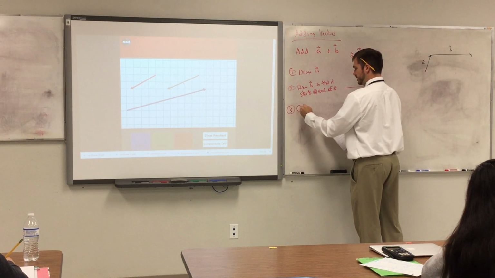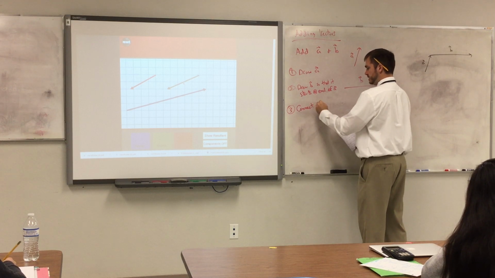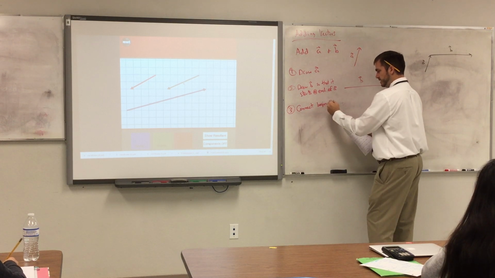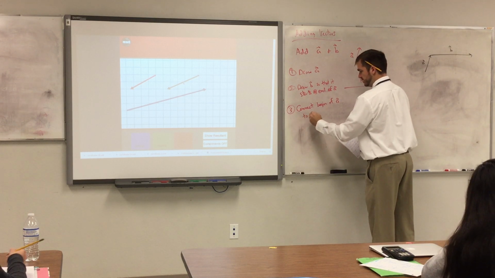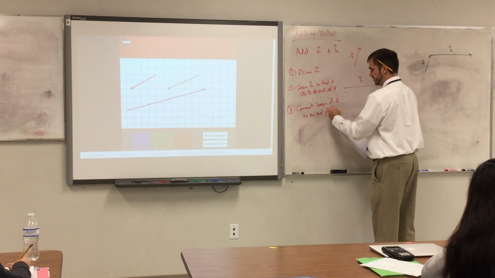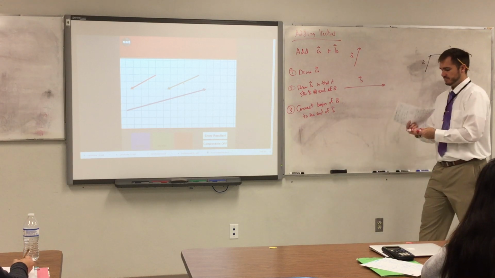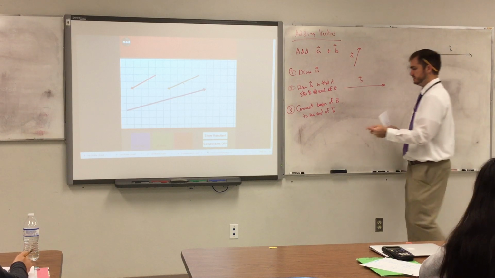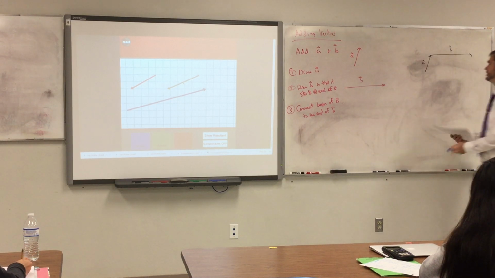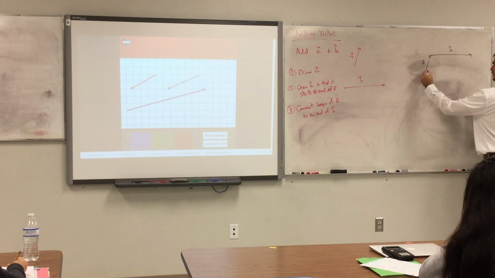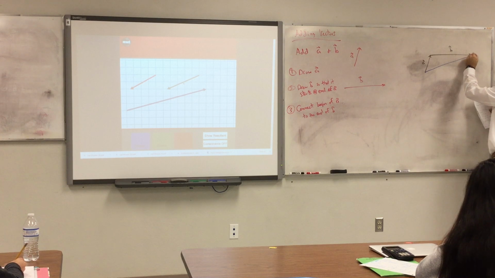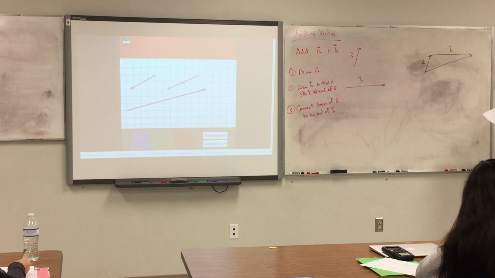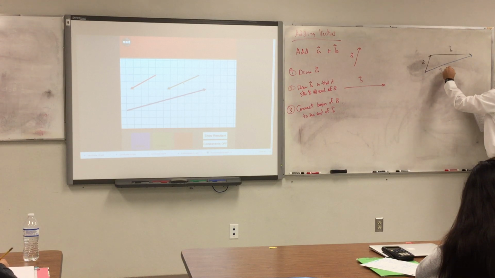Step 3: connect the beginning of A to the end of B, and you're done. So I'm going to connect the beginning of A to the end of B. And that is my vector A plus B.